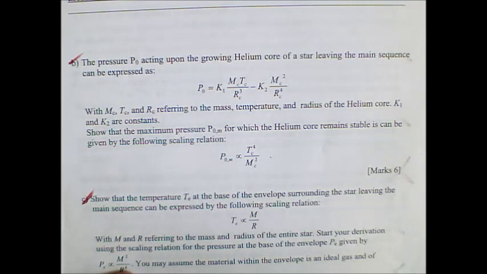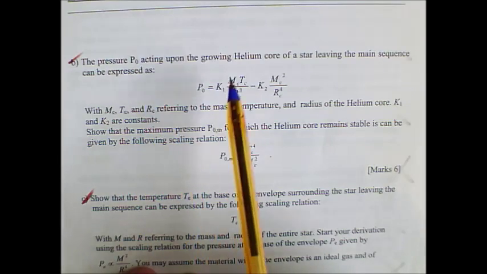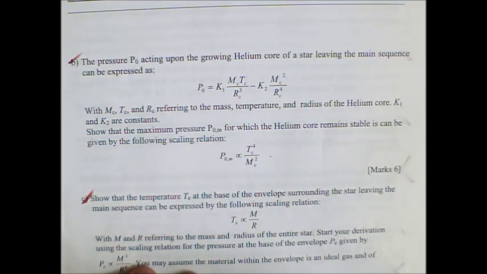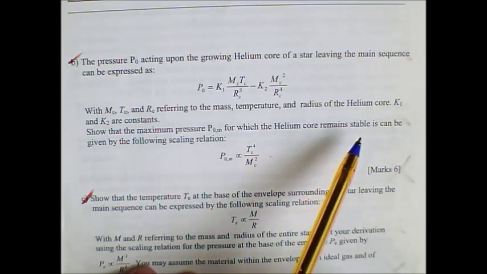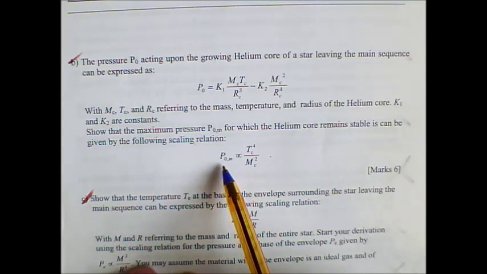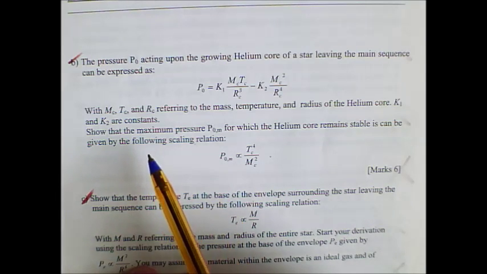So I'm going to go through question part B, and we are given an expression for the pressure from the growing helium core, which is P0 equals this whole term, and we're asked to show that the maximum pressure for which the helium core remains stable can be given by the following scaling relationship: P0 max proportional to T center to the power 4 over mass of the core to the power of 2.